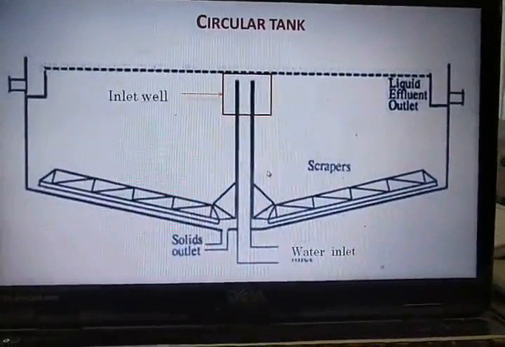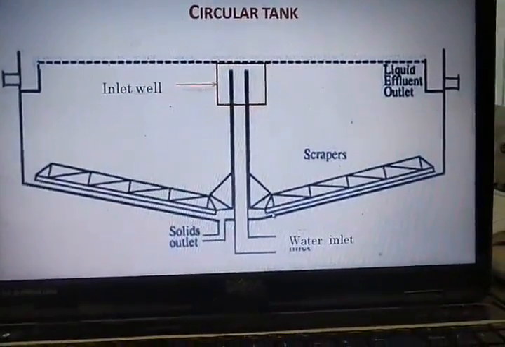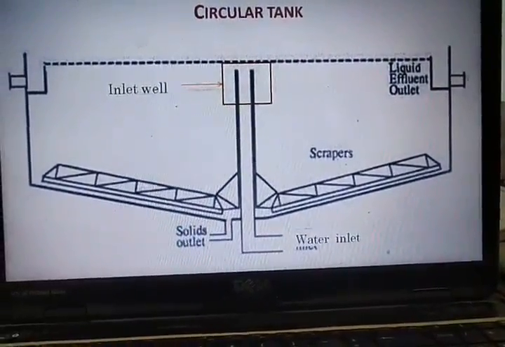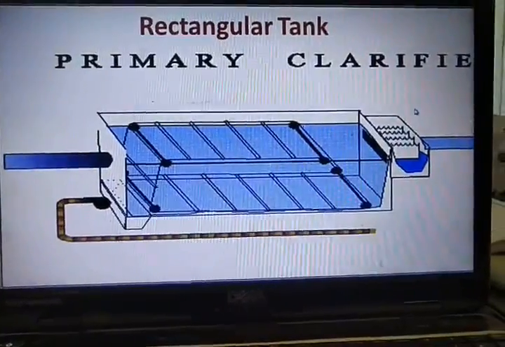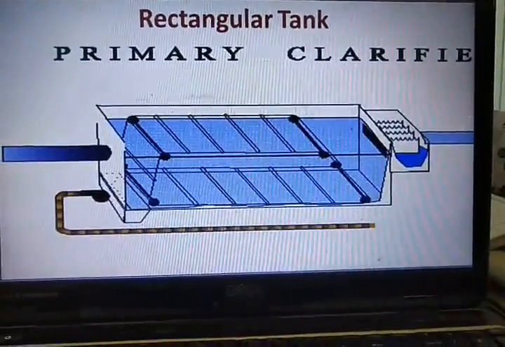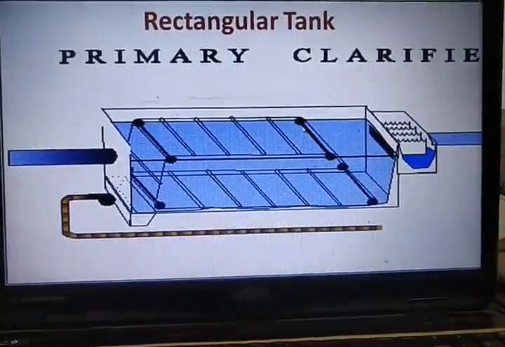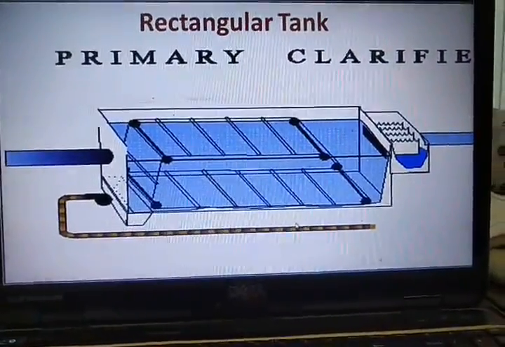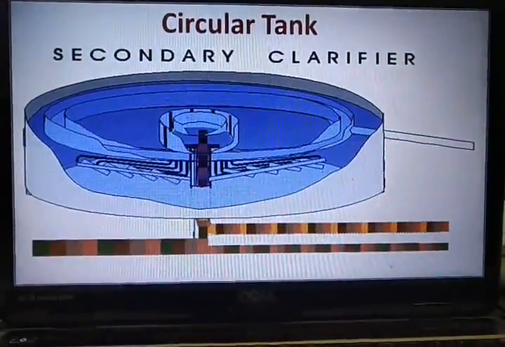Okay, here also you can see the scrapers, which are arranged on the bottom slope of the circular sedimentation tank. This is the inlet well which is centrally located, and this is the effluent channel, okay, and this is the rectangular primary clarifier. As you can see, this is the arrangement which is made to collect the sludge, okay, and this is sometimes the secondary clarifier.